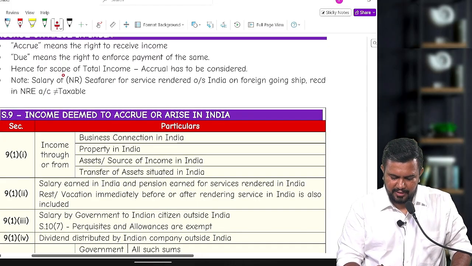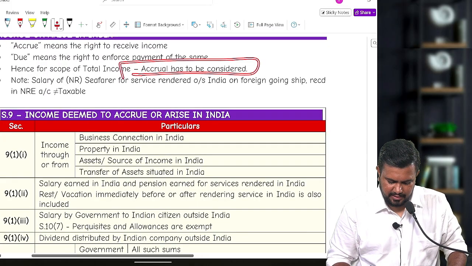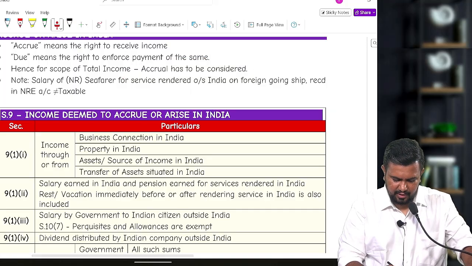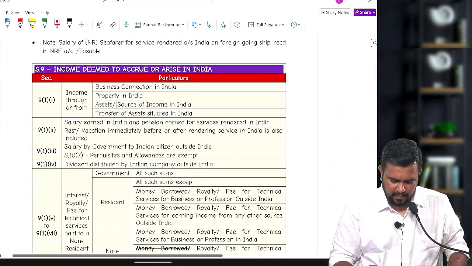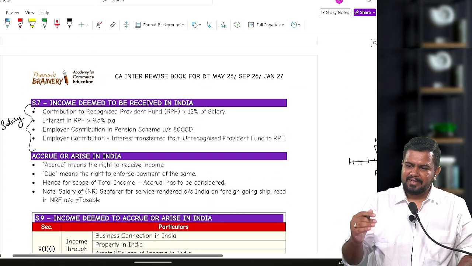For scope of total income, accrual has to be considered. It is already mentioned above, and once again it is mentioned. You can ignore it. Okay. So now accruing and arising is also over.